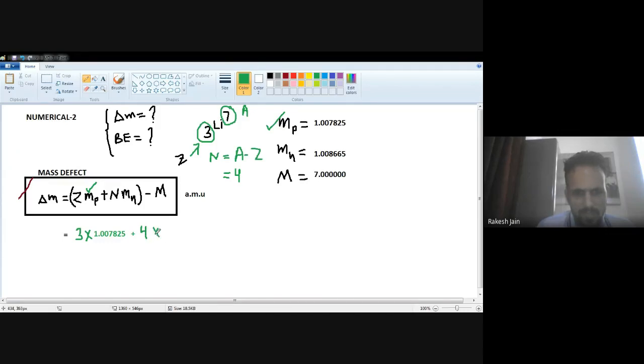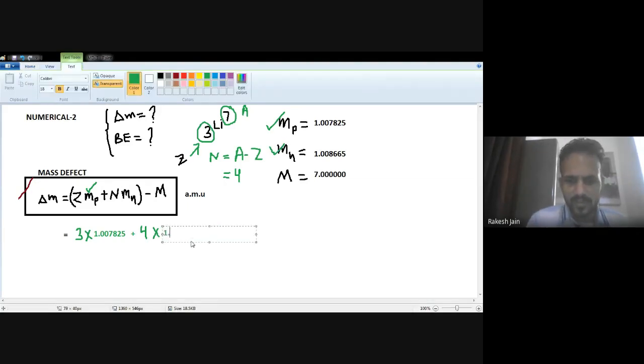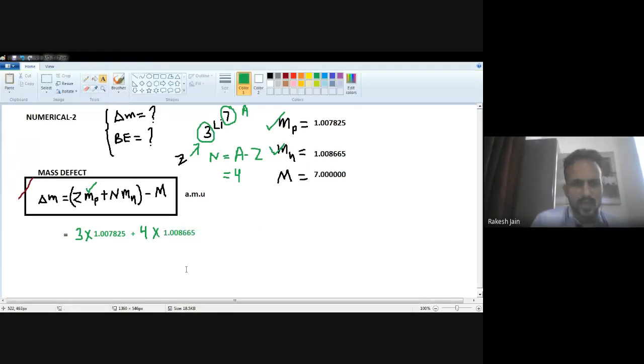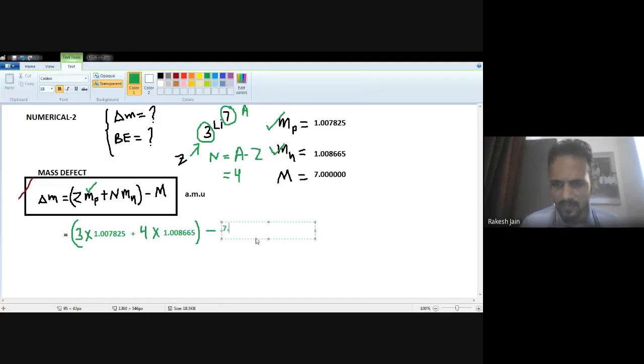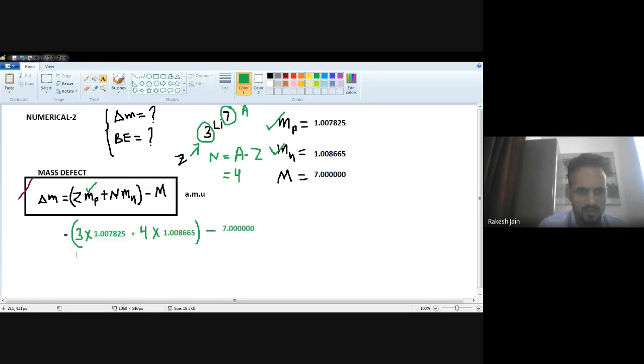So this 4 will be multiplied by Mn, and Mn is directly given as the mass of a neutron, that is 1.008665. The Z times Mp and N times Mn terms will be added with each other and subtracted from capital M, the atomic mass, which is given as 7.000000. So we have to calculate this value, and I am going to use the calculator to calculate these two values.